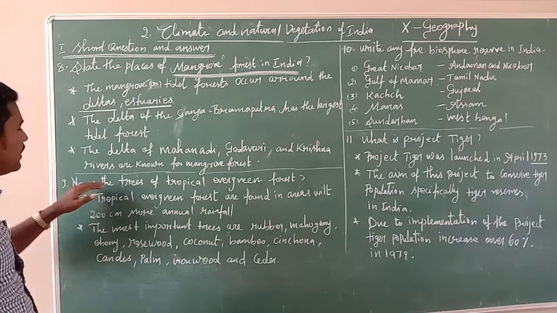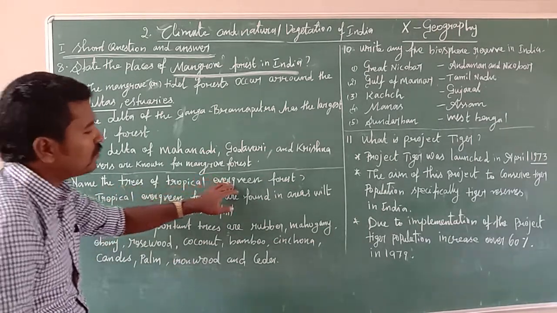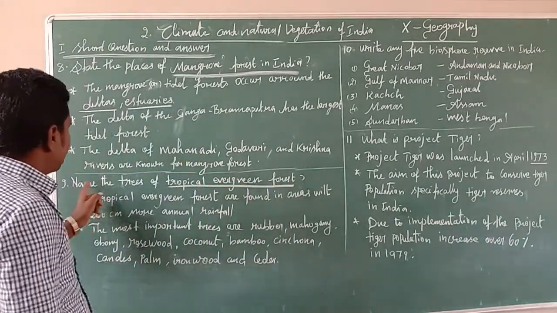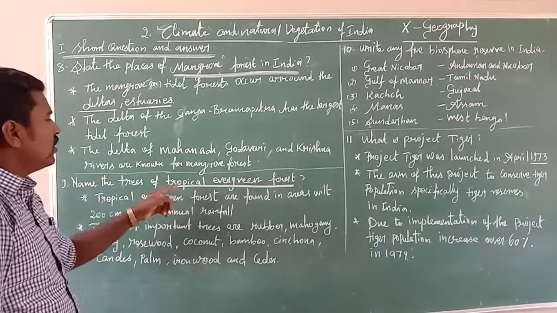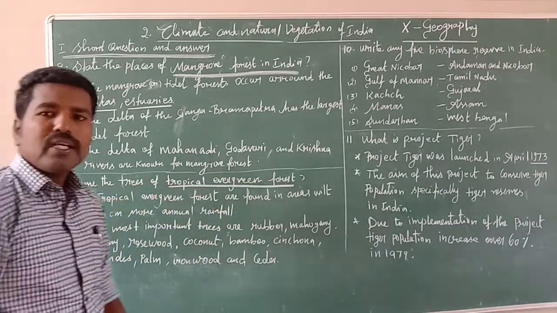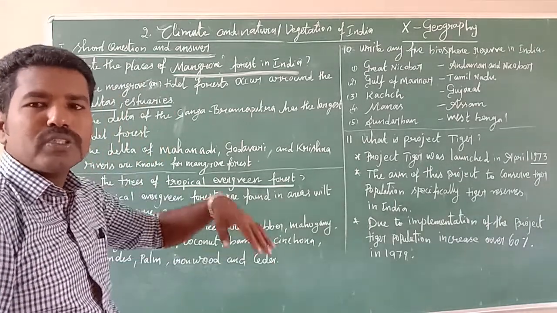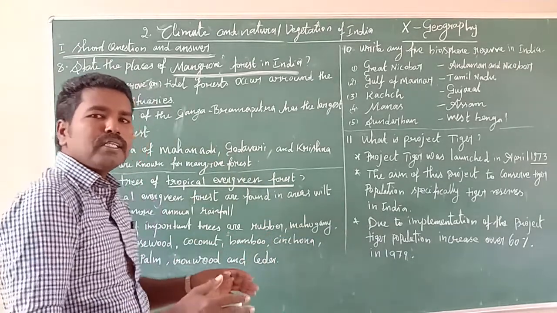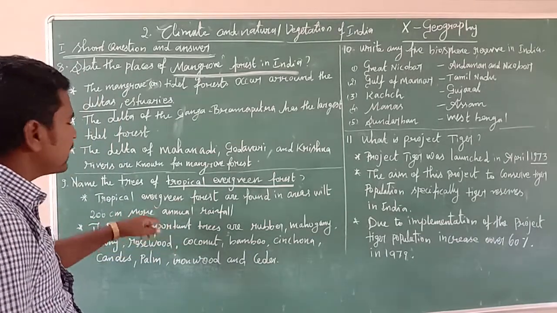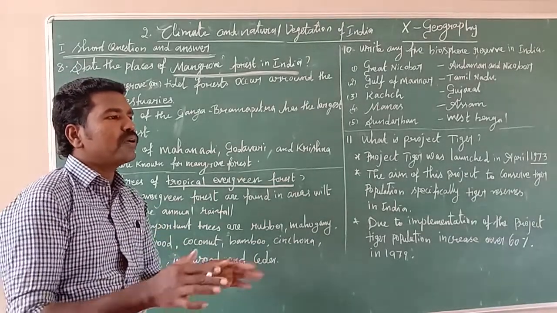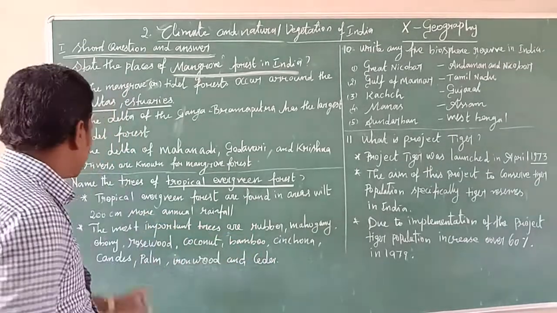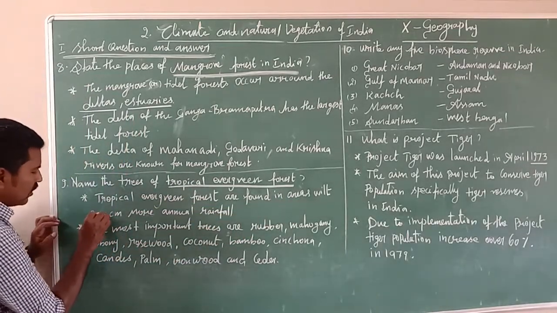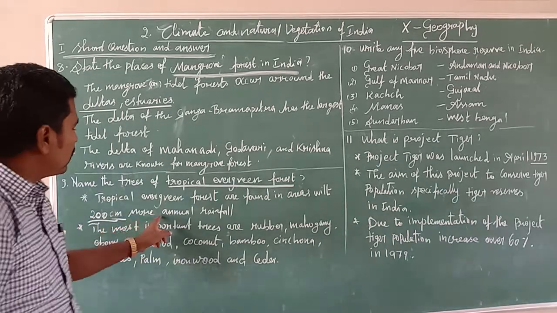Next we are going to discuss: name the trees of tropical evergreen forest. Tropical evergreen forests are found where the rainfall is more than 200 centimeters, in places where rainfall occurs abundantly. Such places are suited for growing evergreen forest, the whole forest area covered with luxuriant green forest. So tropical evergreen forests are found in areas with 200 centimeters or more annual rainfall.